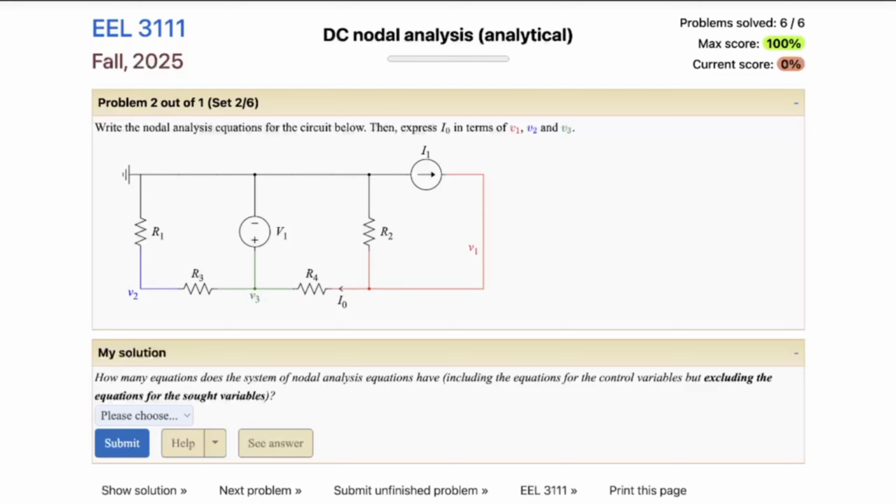Hello. This is an example of a DC nodal analysis analytical problem with a level of 1. So let's get started.